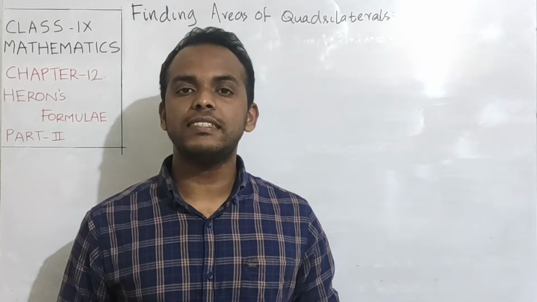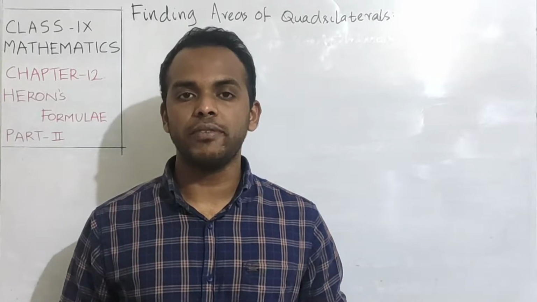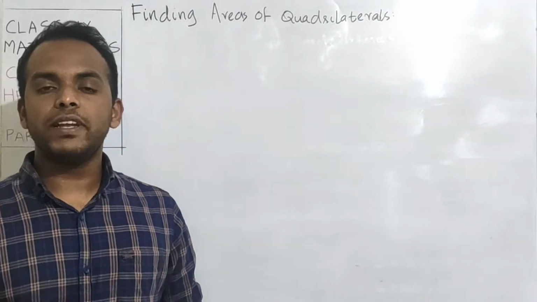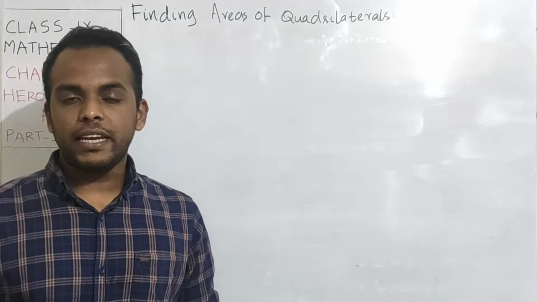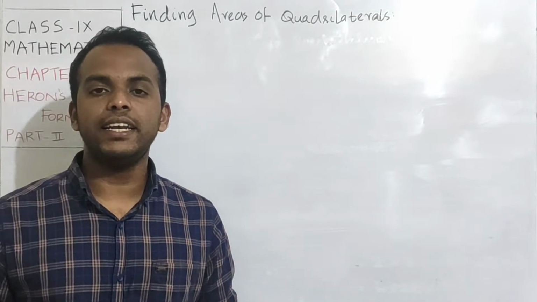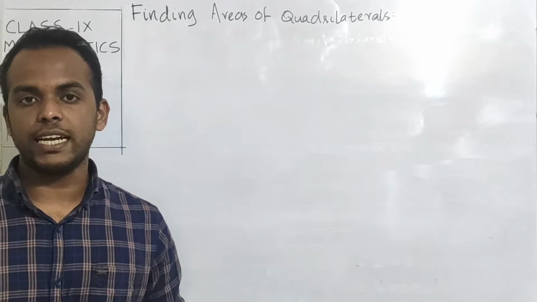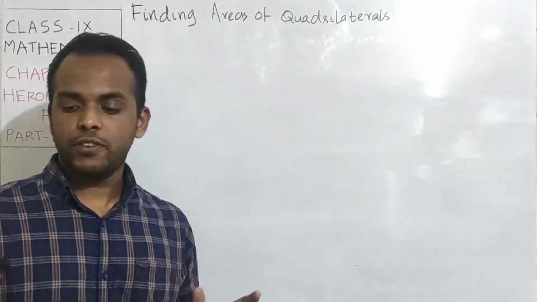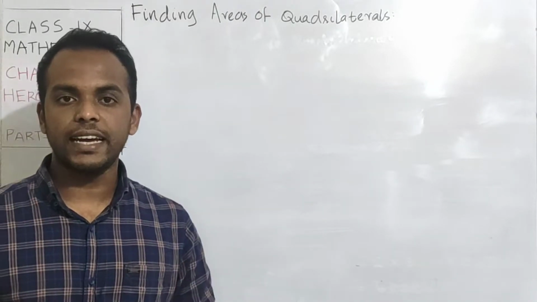Today we will discuss the second part of our chapter number 12, Heron's formula. So let's move on to the topics. First we will learn the application of Heron's formula in finding the areas of a quadrilateral. For finding this, it's no different from what we have learned in our last class, that is Heron's formula.